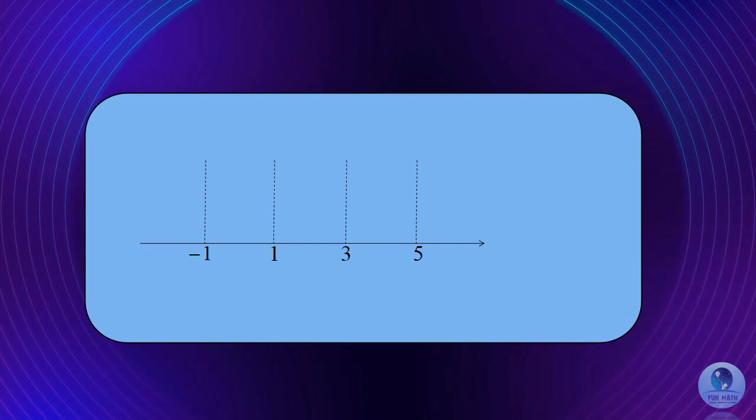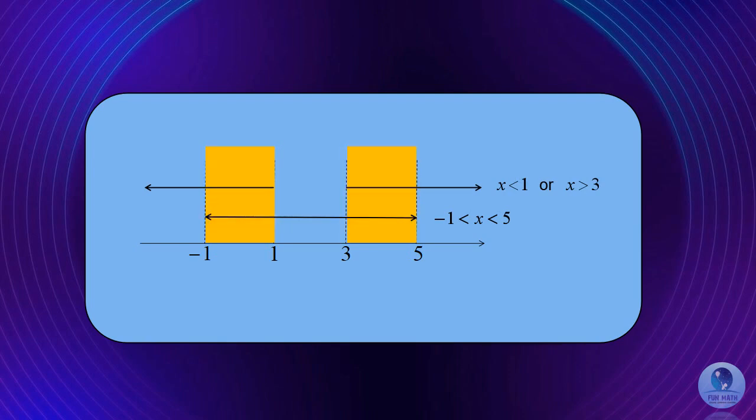Now you need to draw two sets of arrows. First between negative 1 and 5, which will represent x is greater than negative 1 but lesser than 5. Second, you need to draw x is lesser than 1 or x is greater than 3. Look at the yellow region where the two arrows overlap each other. This will be the final answer. x is greater than negative 1 but lesser than 1 or x is greater than 3 but lesser than 5.